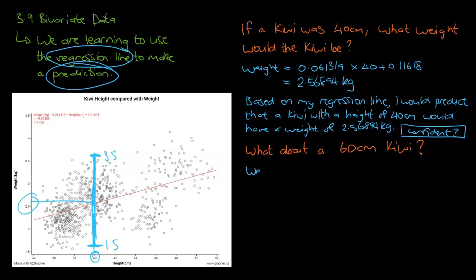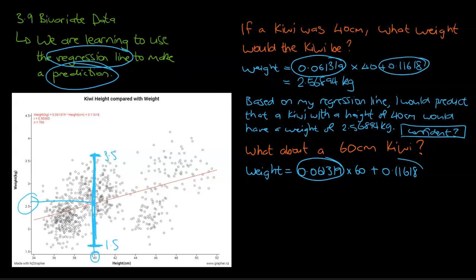So our weight in this case will be equal to the gradient, which don't forget is 0.061391. I'm going to go times 60 because that's what I'm looking for this time, and I'm going to add the 0.11618. Key thing to note: the gradient stayed the same for both of these calculations, and so did the constant at the end. The only thing that changed was the number that we were putting in for the height, and that's because the question asked us about a different height.